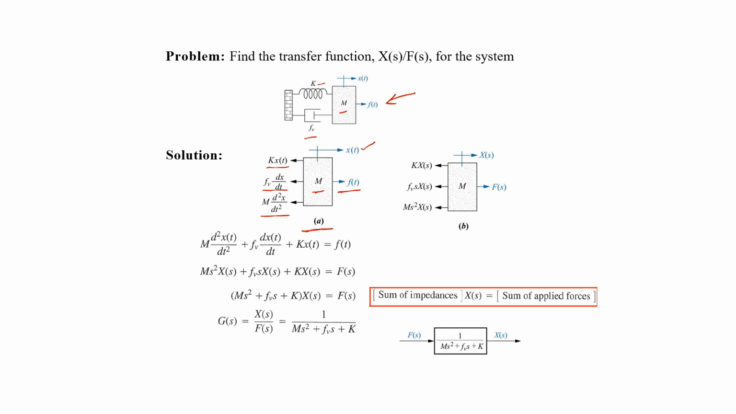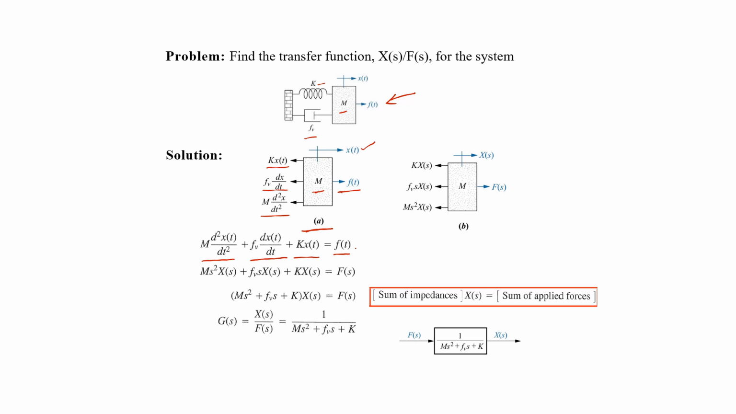After this, we will apply Newton's law to find the differential equation. Newton's law states that the sum of all the forces will be equal to 0. So here we have added all the forces. This is the force due to the mass itself. This is the force due to the damper. And this is the force due to the spring. And finally, this is the force which was applied on the body.